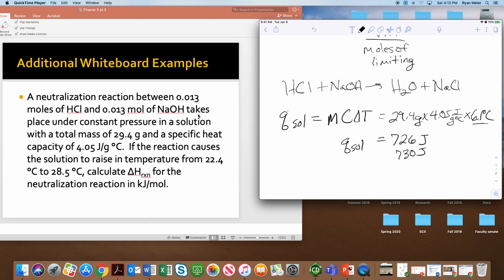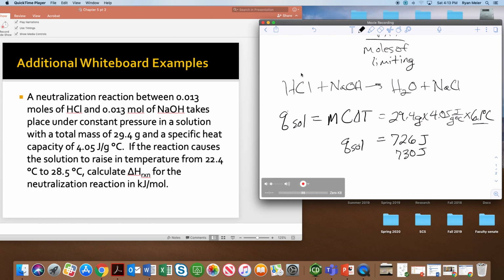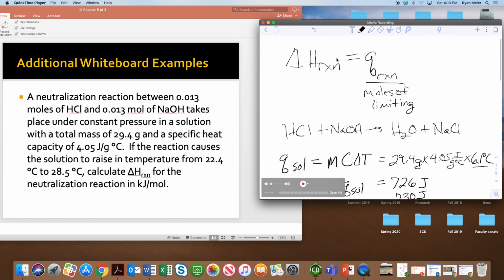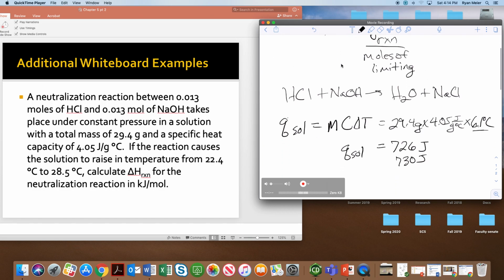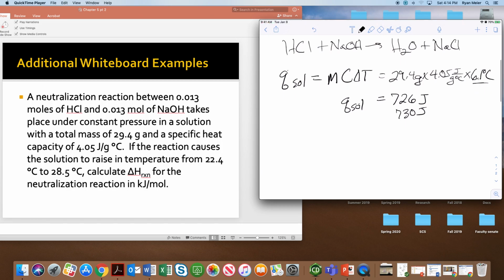Now, to find our delta H of our reaction, we need Q of our reaction, right? So this is the last part where, since we're talking about calorimetry, we have to understand where all of our energy is going. For our solution to have gained heat, something has to lose that heat, and that something that loses the heat has to be, in this case, our reaction.